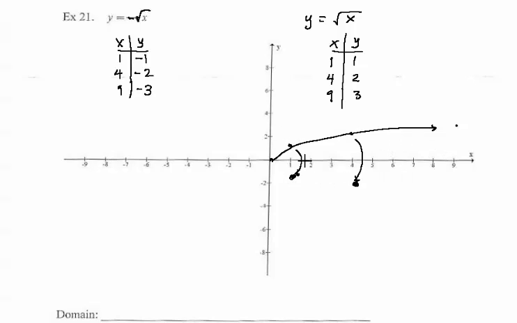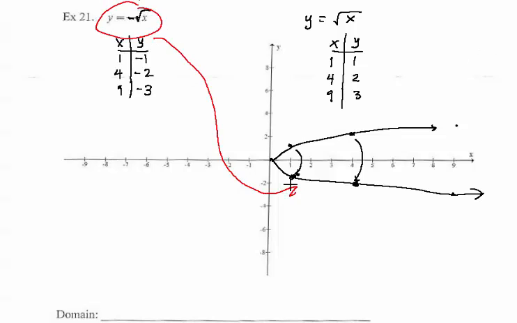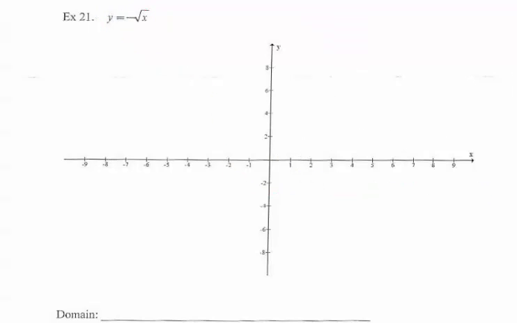So 1 becomes a negative 1, 2 becomes a negative 2, 3 becomes a negative 3. So in other words, a negative in front of the square root of x flips, and maybe I should have done this in a different color, it's going to flip our parent function, the square root of x. It's going to flip it down below the x-axis. Now, we didn't shift it left, right, or up or down, but we have altered the y values.